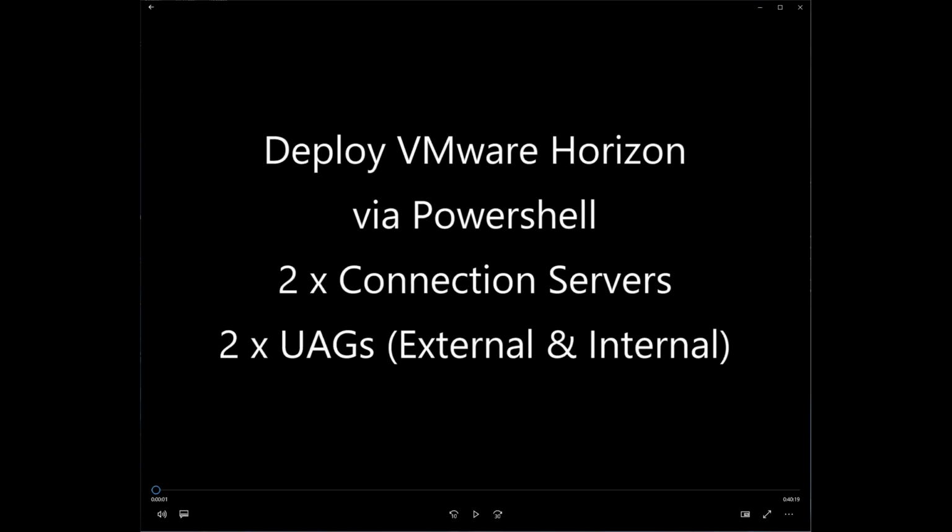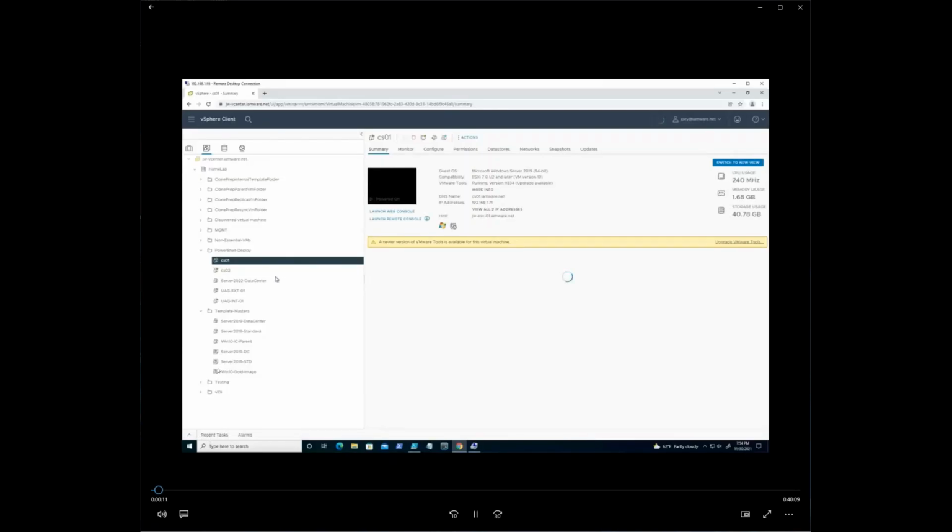So in my home lab, I have two connection servers. One's the primary, one is what they call the Replica server. And then I have two UAGs, one's external, one's internal. I'm trying to kind of mimic some of my customer environments as best as possible. I'm going to start this video because I'm starting from cloning my Server 2019 image, and that takes like 20 minutes. So I'm going to go through it.